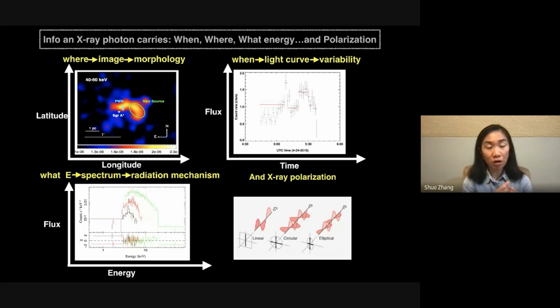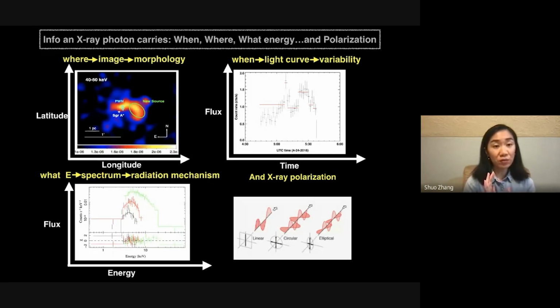Now, when the photon from a black hole hits the detector of your telescope, what do we actually get? Some information, an X-ray photon arriving at my telescope. The information it carries includes when the photon arrives at the telescope, where it hits the detector within the telescope, how much energy the photon carries, and maybe also polarization information as well.